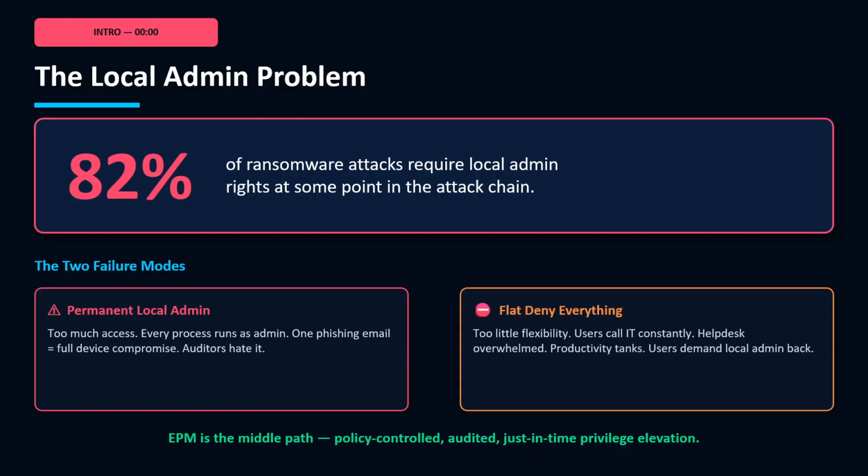That's why EPM is the middle path to resolve this: policy control, audited, just-in-time privilege. An end user does not always need local admin access on the computer. They need it just to complete their job. That's the solution EPM provides. With EPM, the user can do the activity with admin privilege when they need it, not always.